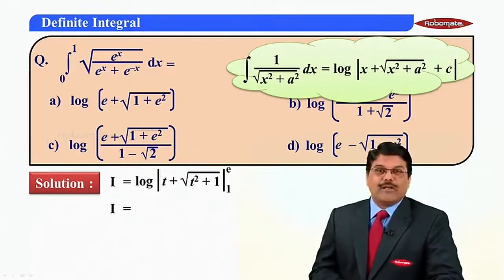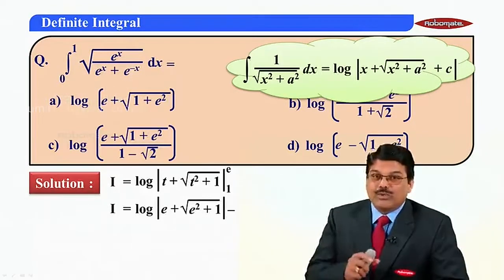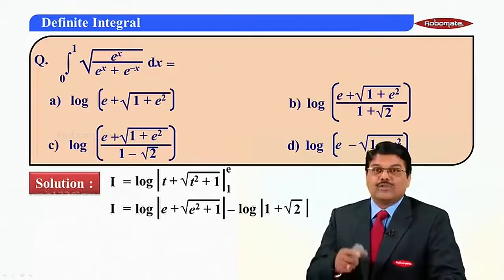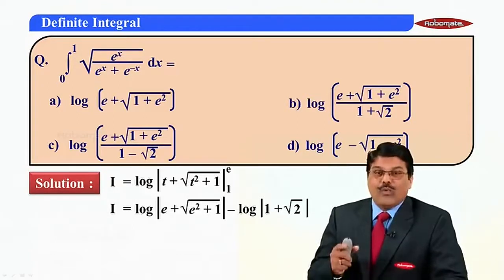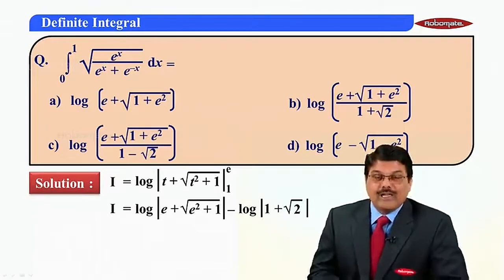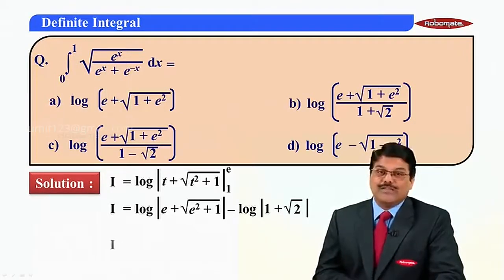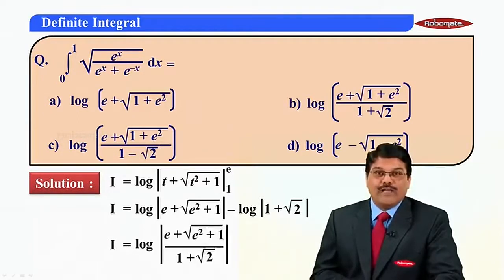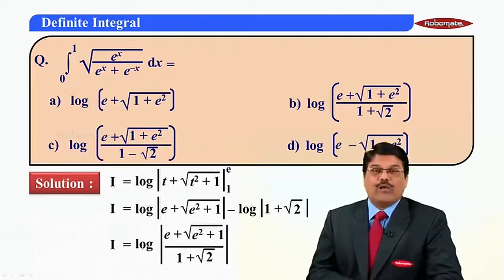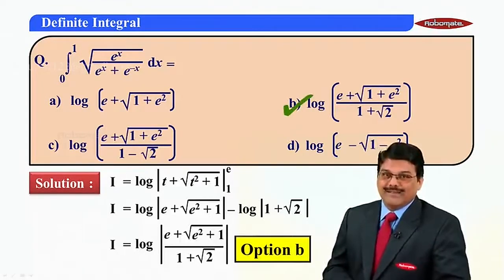Now let us substitute the upper limit and lower limit. If I substitute the upper limit, it becomes log of e plus root of e square plus 1 minus, now substitute the lower limit, that becomes log of 1 plus root of 1 square plus 1, that becomes root 2, right? Now, between the two log terms, the minus means subtraction. So here we can write it log of mod of (e plus root of e square plus 1) upon (1 plus root 2). And look at that, that's the option B, right?